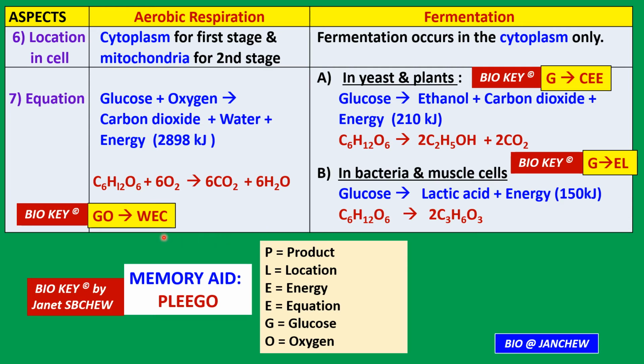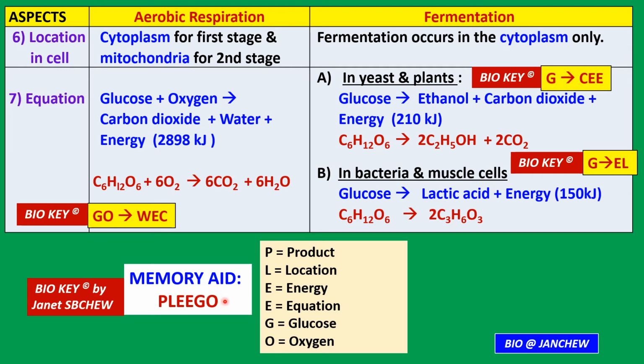Finally, to remember all the different aspects that you want to compare, here is another memory aid. It's up to you whether you want to memorize this, because most important is to memorize the equations for aerobic respiration and for fermentation. Okay, but this is an extra one, and I also teach this to my students, and it helps them to remember the different aspects they need to compare, especially for essay questions. Okay, so remember PLEGO. Think of the word Lego, Lego set.